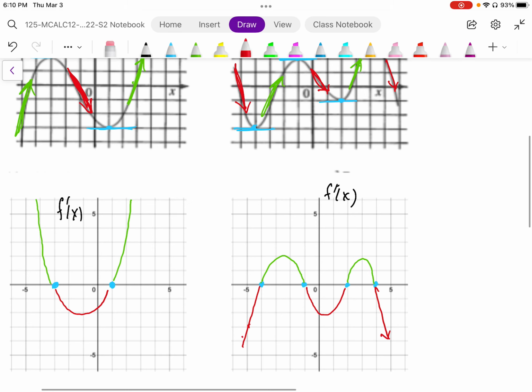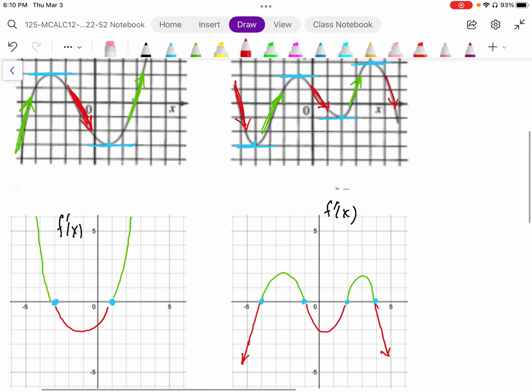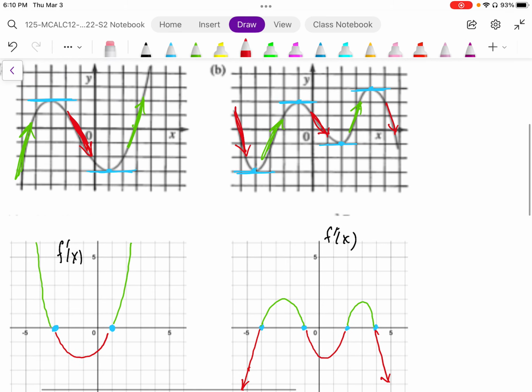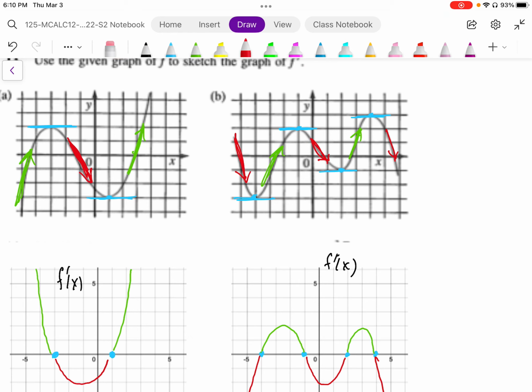And we get a graph that looks like this. So it looks a little bit like a fourth degree polynomial. The original one looks a little bit like a fifth degree polynomial.